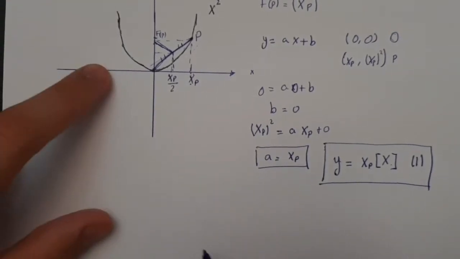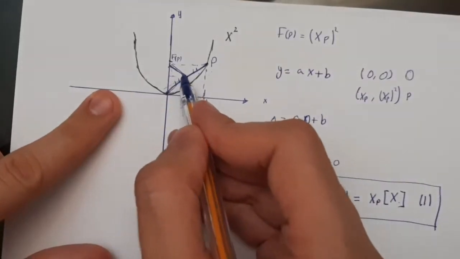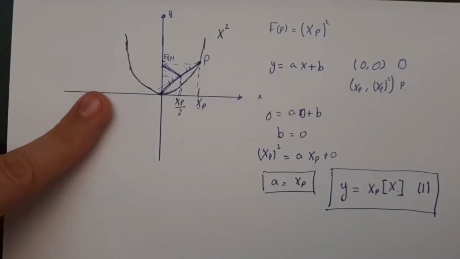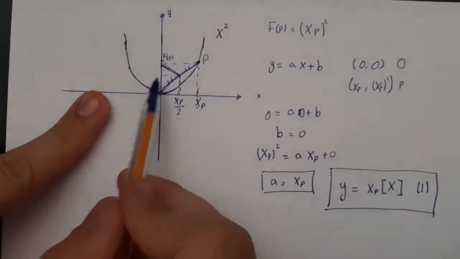Now, to find this formula of this line over here, of this line over here?